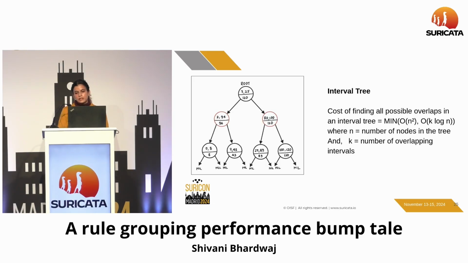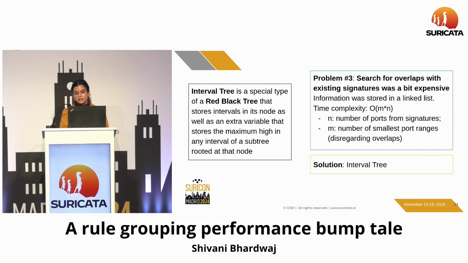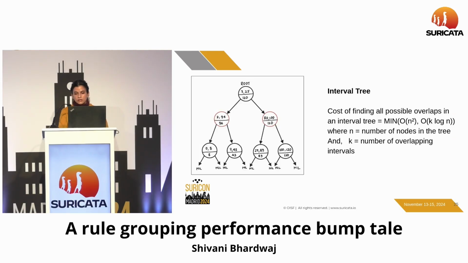The cost of finding all possible overlaps in case of interval tree goes down from big O of n square in case both the things were same, or m into n if the number of ports from the signatures and port ranges differed, to a minimum of big O of n square and big O of k log n.